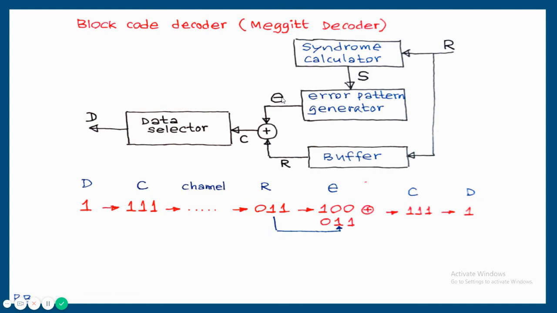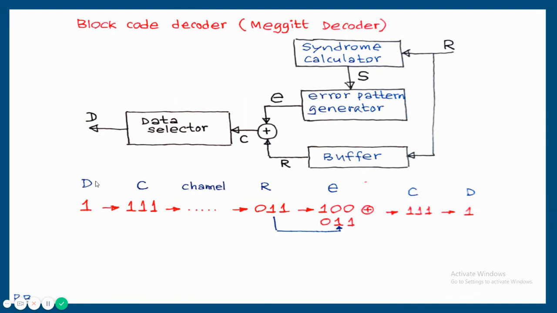Next for correction, the error pattern is going to XOR with the received code. So during this processing time, the received bits are going to be stored here. That is the function of this buffer. So the received code XOR with the error pattern. The output will be the corrected code. From this corrected code, select only k data bits, and that is the function of the data selector. Finally, only k data bits will come at the output side.